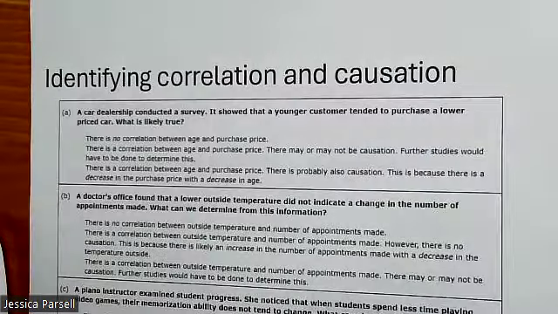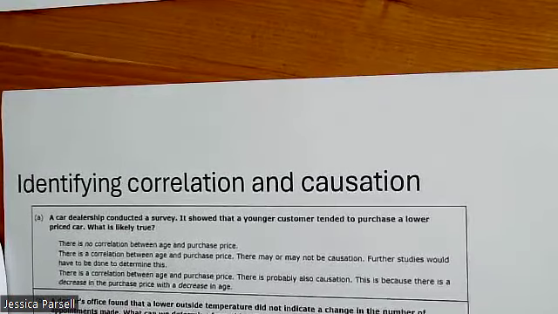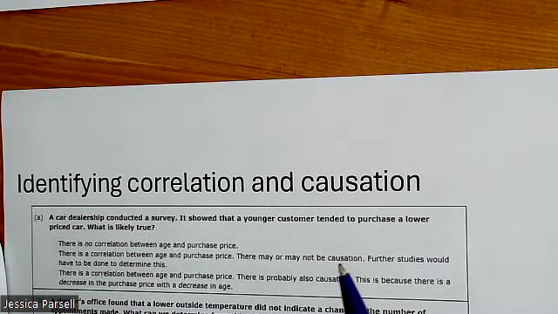Here's some practice problems. Let's take a look at them one at a time. A car dealership conducted a survey. It showed that younger customers tended to purchase a lower price car. What is likely true? That there is no correlation between age and purchase price? That there is a correlation between age and purchase price? There may or may not be a causation. Further studies would have to be done to determine this.